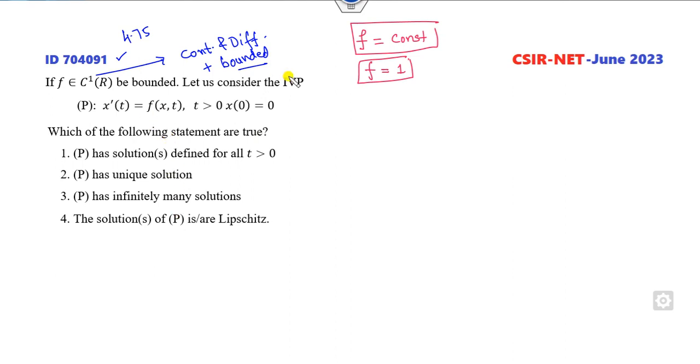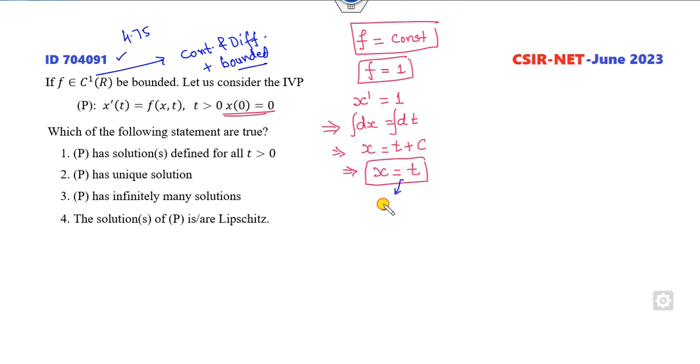Then which of the following is there? If I look at that, x dash is 1. So what is the meaning of that? If I integrate, dx is dt, so the solution will be x is t plus c. x0 is 0, what is the meaning of that? C is 0. Since this is independent of t, it will give you a unique solution. So it has a unique solution. It having infinitely many solutions is cancelled out.